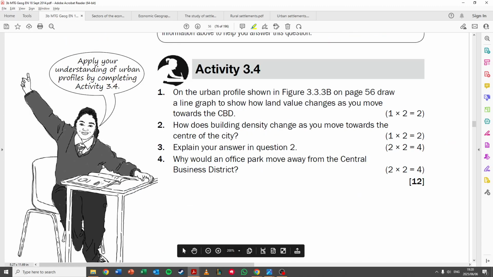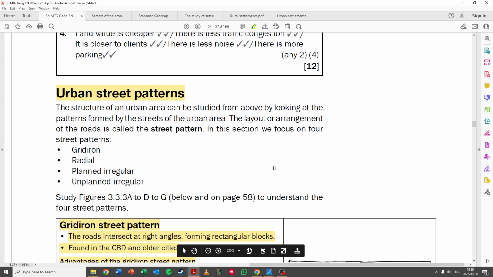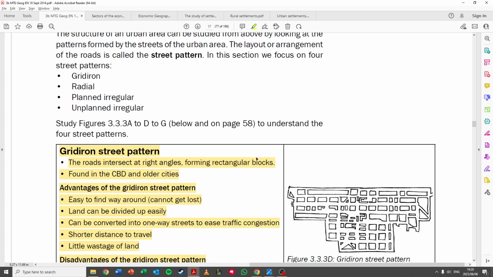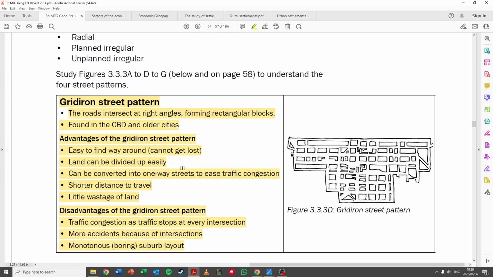Then we have our urban street patterns. Once again, you won't really be asked to draw this, but you will need to be able to identify them and talk about them. Okay, so we have 4 street patterns for urban settlements that you need to know.